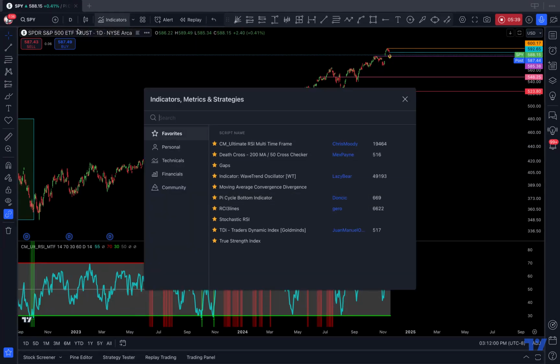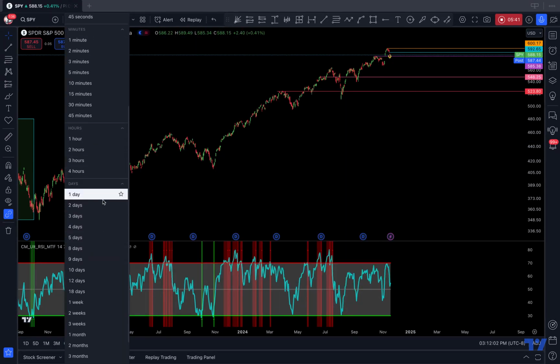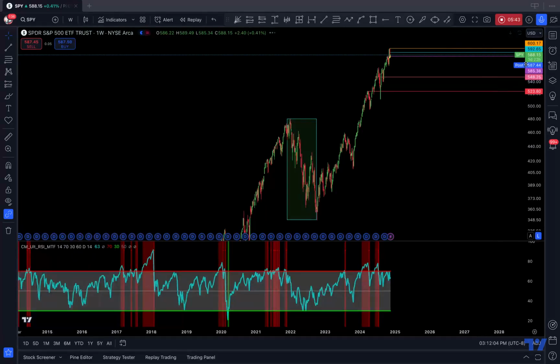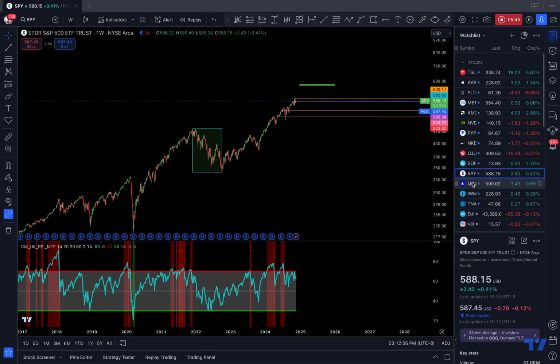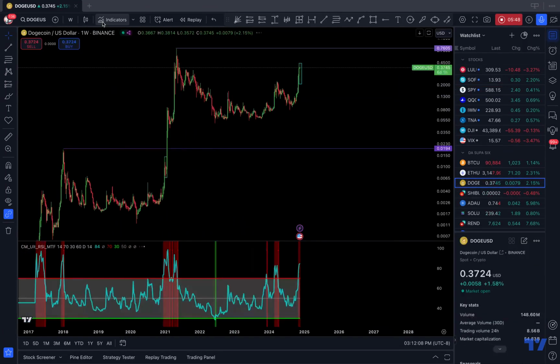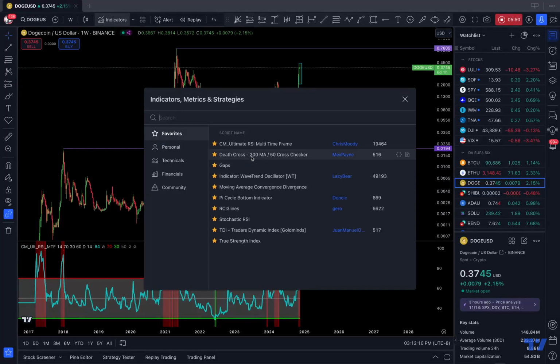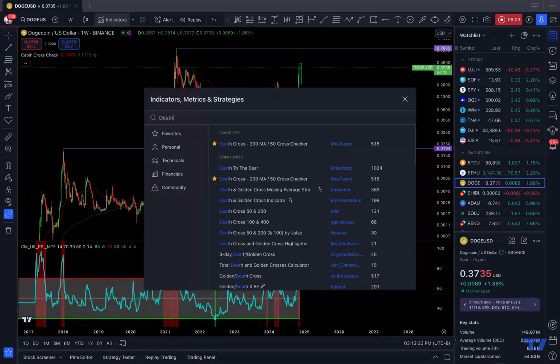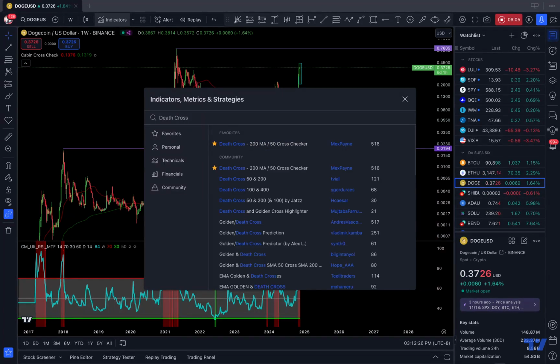So that is the CM Ultimate Indicator, and I just gave you some examples of how to use it. Let's go back to the weekly chart now, and let's actually switch over to crypto, because this next indicator will be a bit of a game changer for you guys, and that is the Death Cross 200 MA/50 cross checker. This follows the 50 and the 200 moving average, probably the most popular combo of all time. Once again, to search for this indicator, you just type in your search bar on indicators, just type in Death Crosser and select the one by Max Payne.